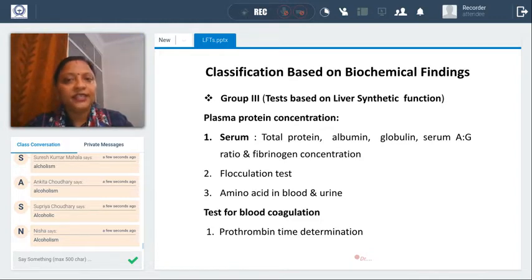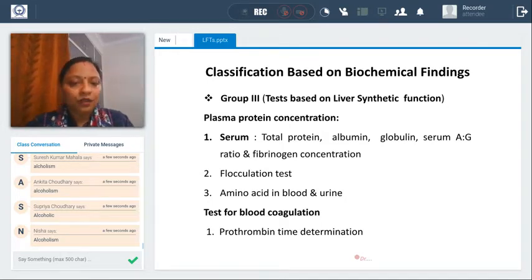Next group is group 3, tests based on liver synthetic functions. Plasma protein concentration, you all know in serum: total protein, albumin, globulin, serum AG ratio. What is this serum AG ratio, albumin globulin ratio? We will discuss it in further classes. Fibrinogen concentration, then flocculation tests, amino acids in blood and urine. Test for blood coagulation, this is known as prothrombin time determination. This is the test which is done for blood coagulation.